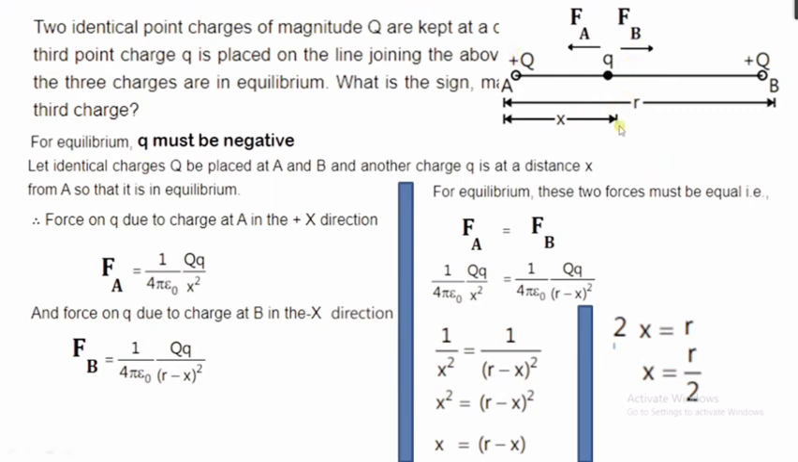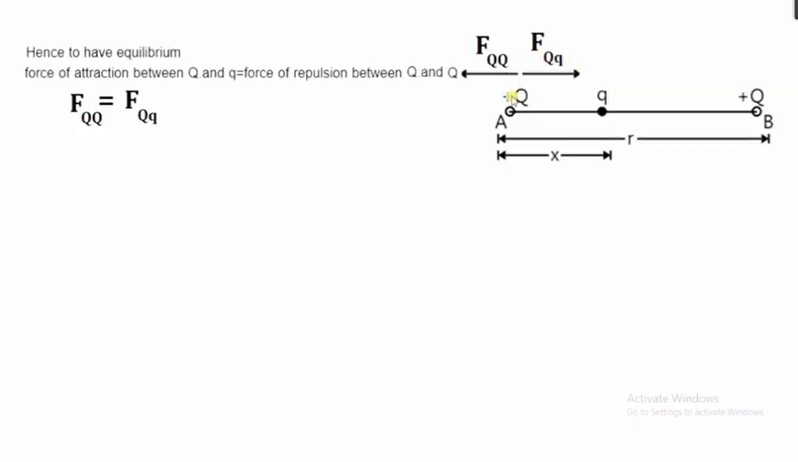Now let's find the magnitude of this charge. To find the magnitude, I'll consider the force on this charge due to this and this. This charge will be repelled by this and this charge will be attracted by this. So for equilibrium, this repulsion and attraction should be equal. So I'll write the force between this Q and this Q, and the force between this Q and this small q must be equal.